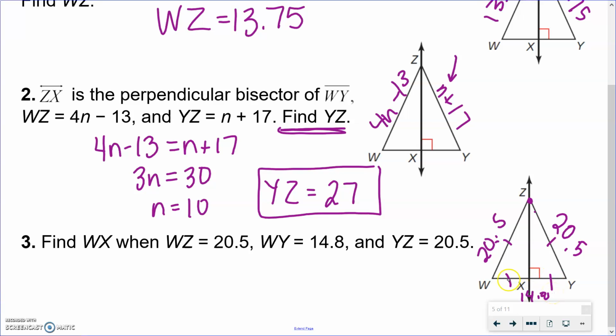And so we know that, sorry, I'll mark those with 2 because the other one has 1. So if the whole thing is 14.8, we want to find WX, which is half of it. So we're going to do 14.8 and divide it by 2, which is going to give us 7.4. So we know that WX is equal to 7.4.